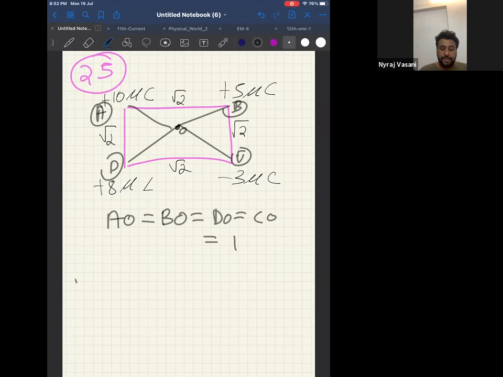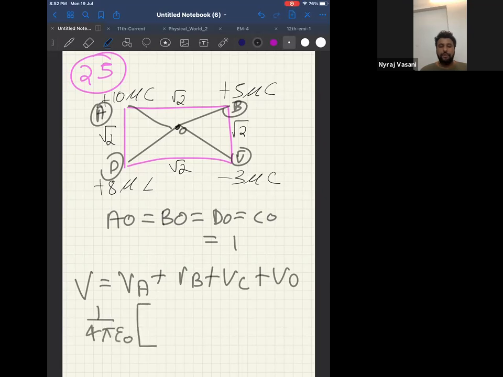Now, can I say the total potential at the center will be potential due to point A plus potential due to point B plus potential due to point C plus potential due to point D. Therefore, potential due to point A, 1 by 4 pi epsilon naught. What is the general formula for potential? 1 by 4 pi epsilon naught, Q by R, correct? So 1 by 4 pi epsilon naught Q, first one is 10 micro by R. R, can I say is 1? Plus 5 micro by 1, plus minus 3 micro by 1, plus 8 micro by 1.